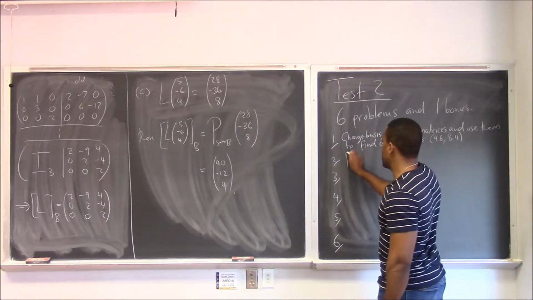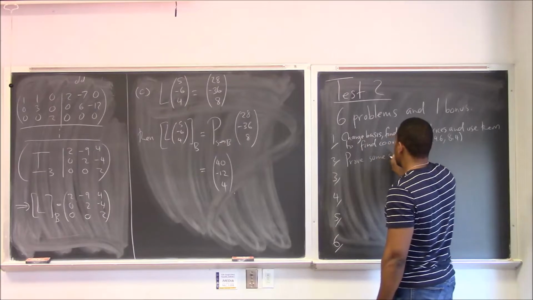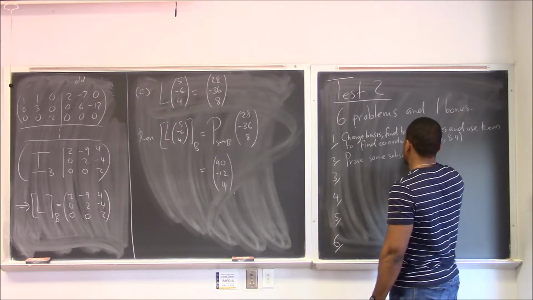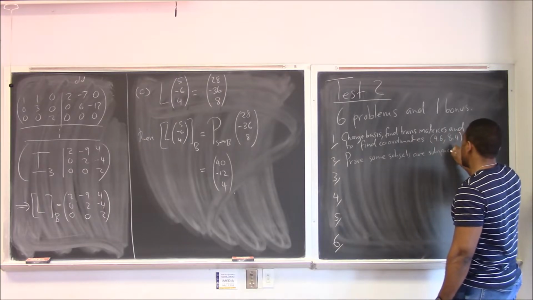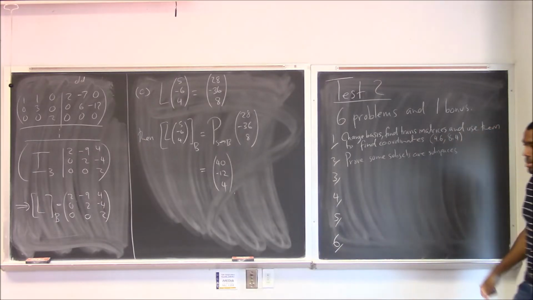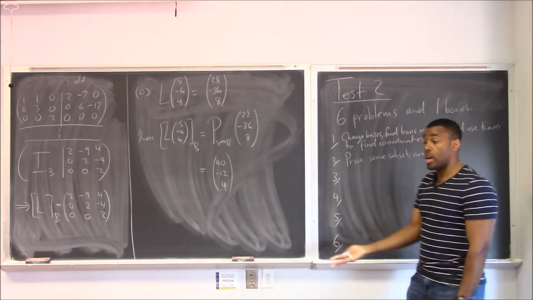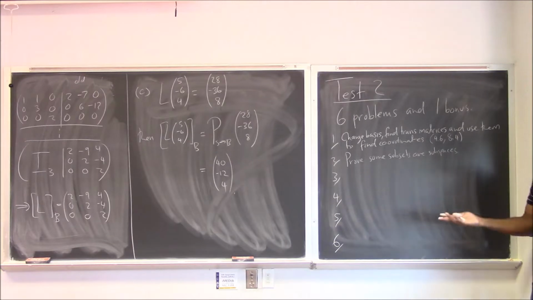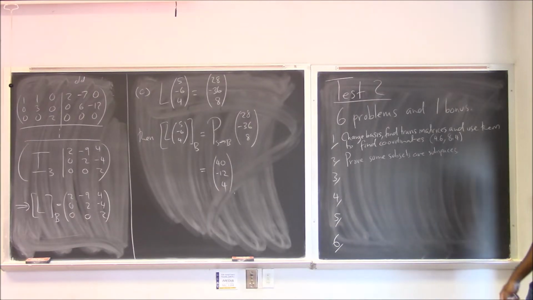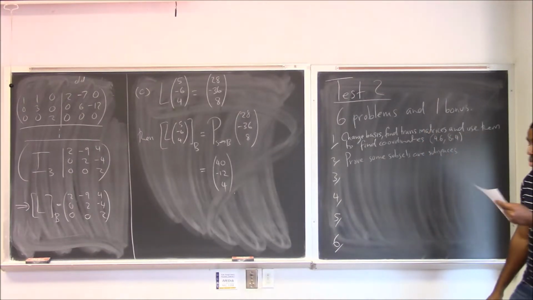I'll ask you to prove some subsets are subspaces. So know what it means to be a subspace, and I'll give you specific examples. I'll tell you about a vector space, and I'll describe a subset of that vector space, and your goal is to prove whether or not it is a subspace, right? You should remember you need to verify two things for that to happen. So it will involve some sort of proof.